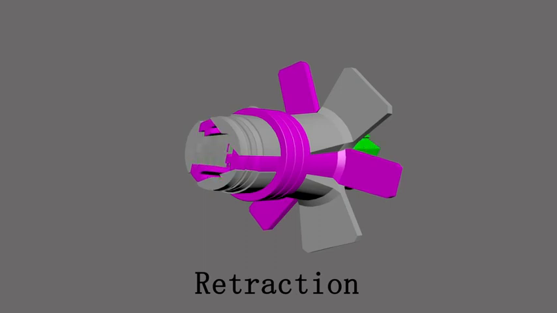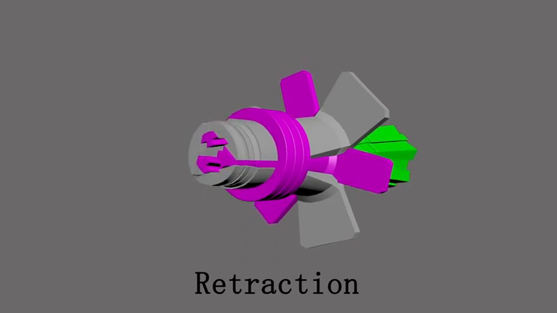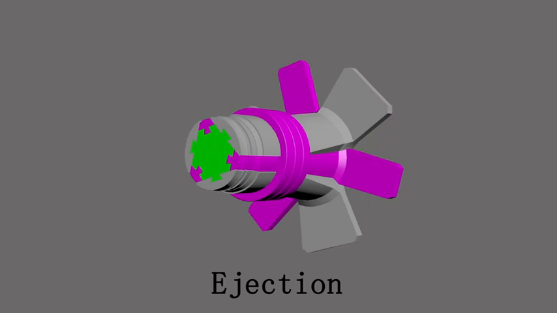Retraction. After the plastic material cools and solidifies, the collapsible core is retracted or collapsed inward. This creates the internal undercut features or cavities in the molded part. Ejection. Once the collapsible core is retracted, the molded part with the internal features is easily ejected from the mold.